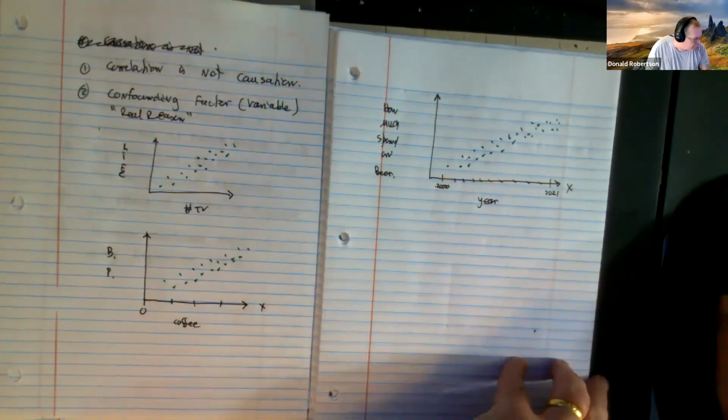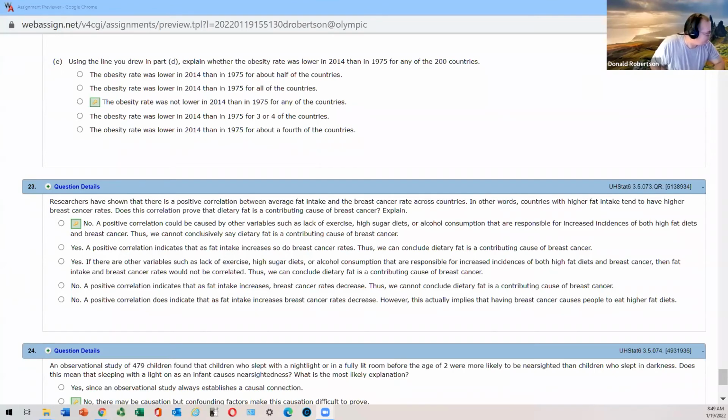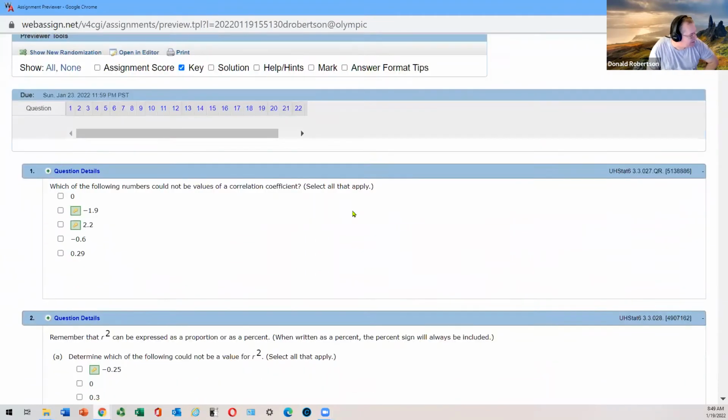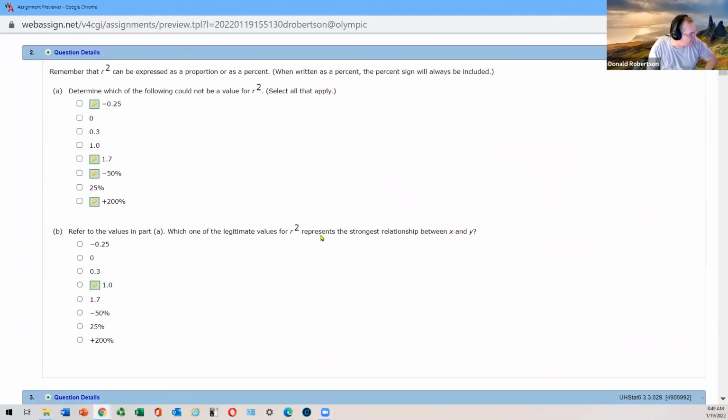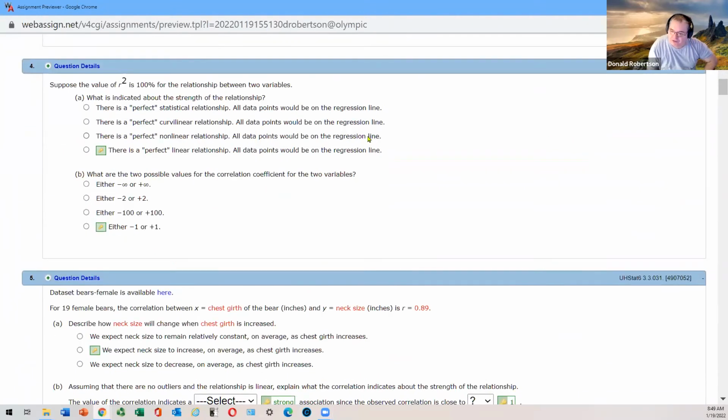Right. For the few moments that we've got left, really all I'm going to do is do a quick scan through the homework questions just to show you what they look like. Start at the top. There we go. The early questions are all about correlation coefficients and which ones can work and which ones don't. So remember, R has to be between -1 and 1. And isn't R squared between 0 and 100%?